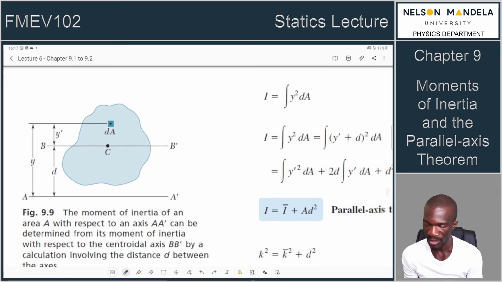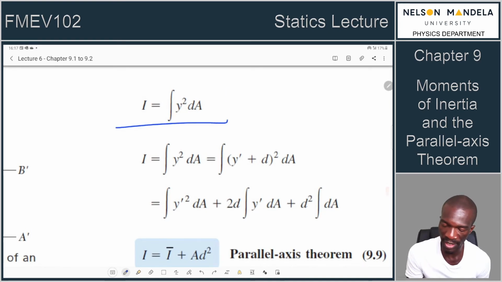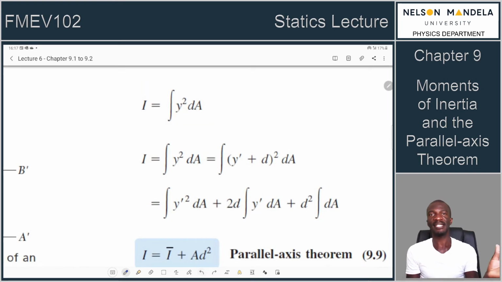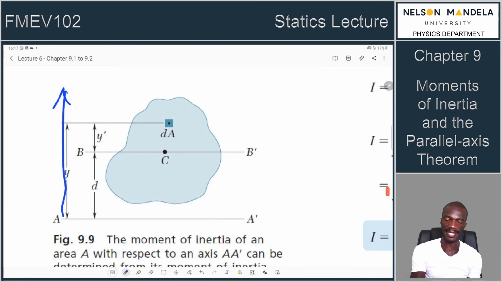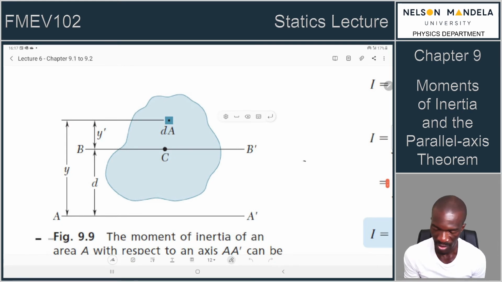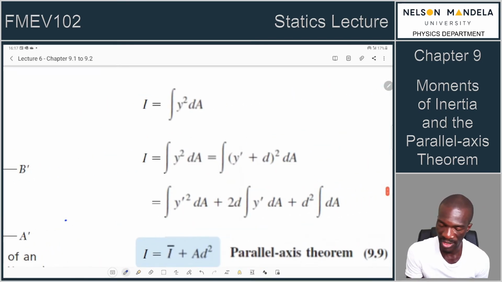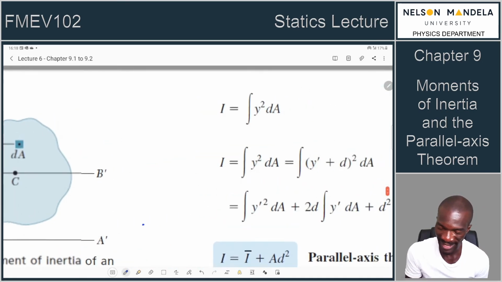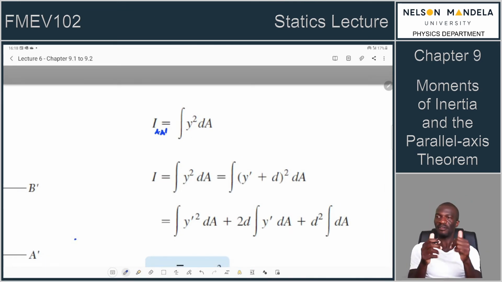For us to calculate the moment of inertia about the A prime axis, this is where we can use this theorem. By definition, when we look at that diagram, the moment of inertia of this body is calculated by the integral of y squared dA. Why are we saying y? Because we are dealing with the axis from which we are measuring the location of this body. So that's why we use I about the A prime axis, it's y squared dA. Perfect.